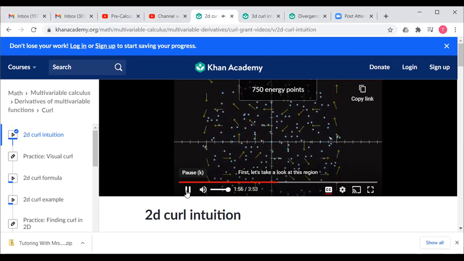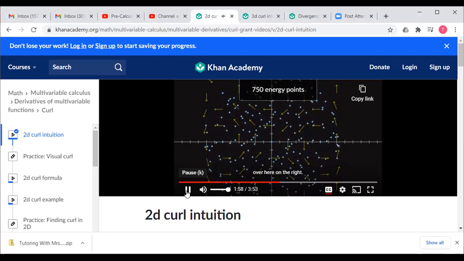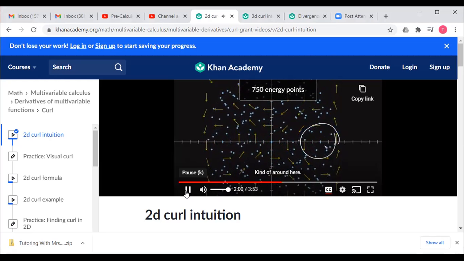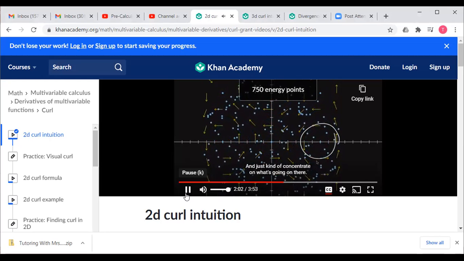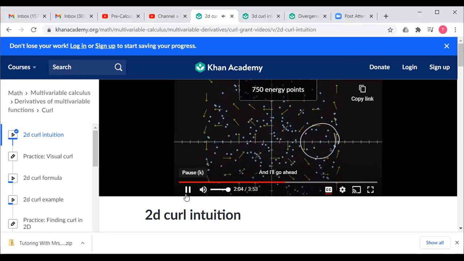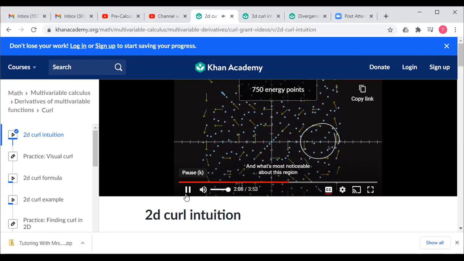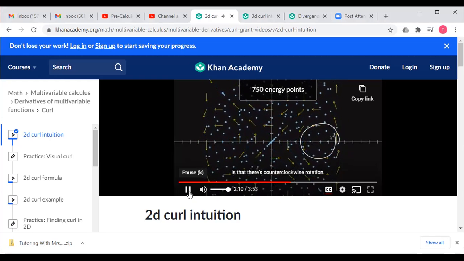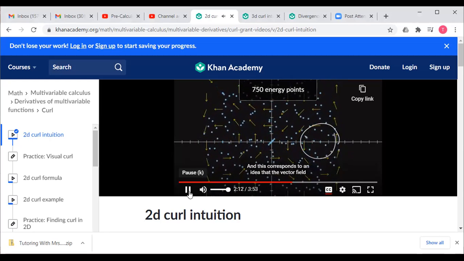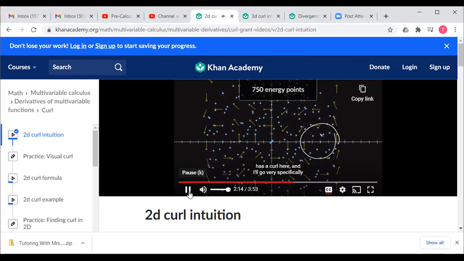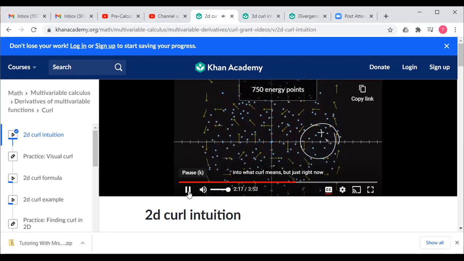First, let's take a look at this region over here on the right, kind of around here, and just concentrate on what's going on there. I'll go ahead and start playing the animation. What's most notable about this region is that there's counterclockwise rotation, and this corresponds to an idea that the vector field has a curl here. I'll go very specifically into what curl means.